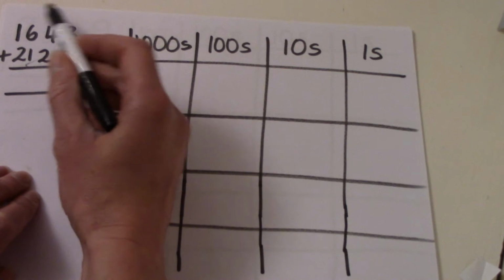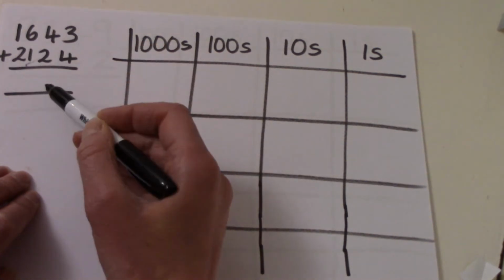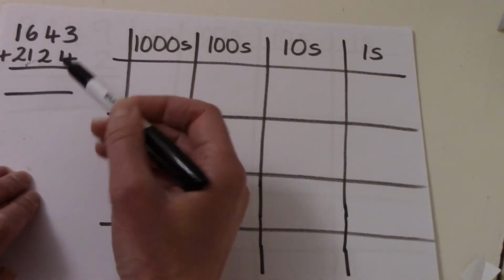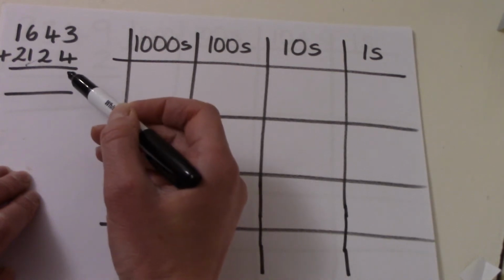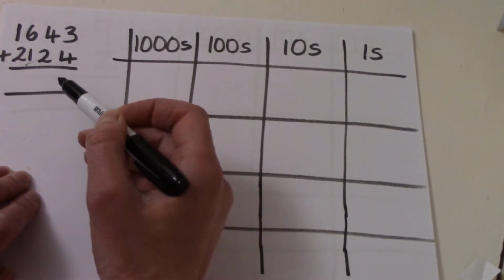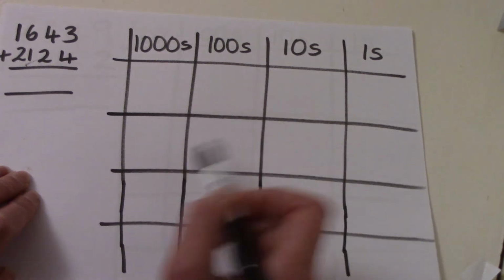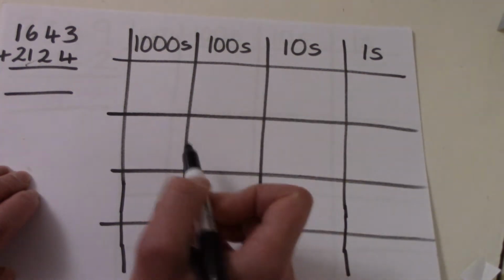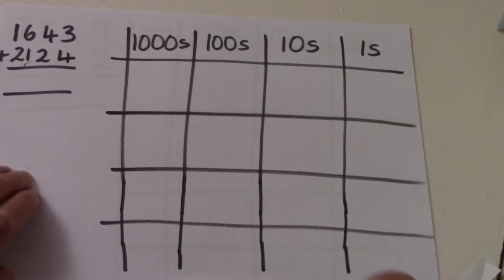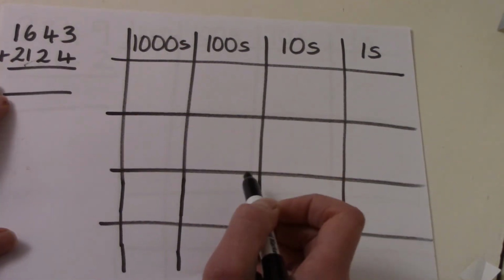So you can see that this, I hope, looks a bit familiar to you. This is what we're aiming for in the end, that you're using this method for all your written methods for addition. Alongside, I'm going to show you how it looks with the place value counter so you can understand what we're doing and the vocabulary that we're going to use. So let's crack on then.